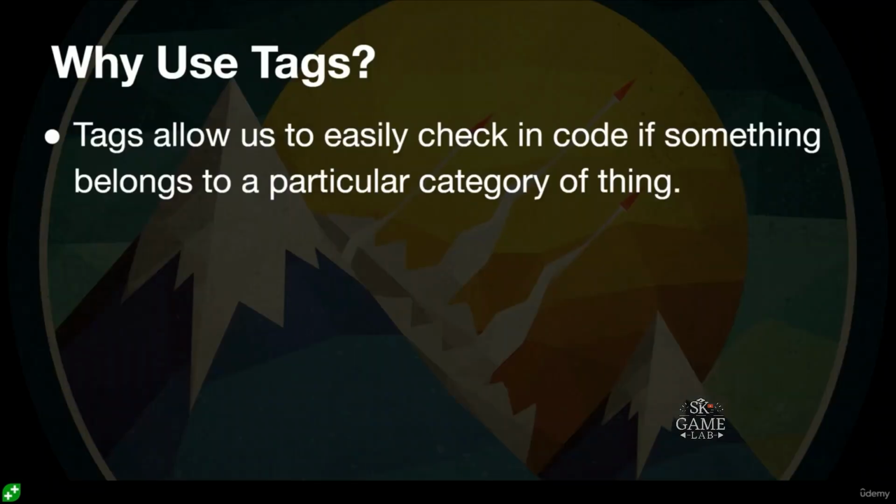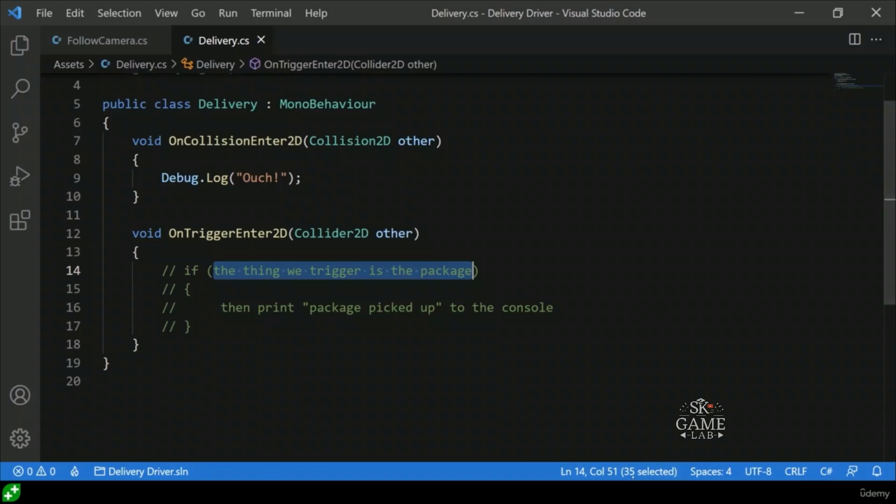Tags allow us to easily check in our code if something belongs to a particular category of thing, and allows us to speed up that process of saying, are you the package, are you the package, are you the package? So I'll show you how we go about doing that.